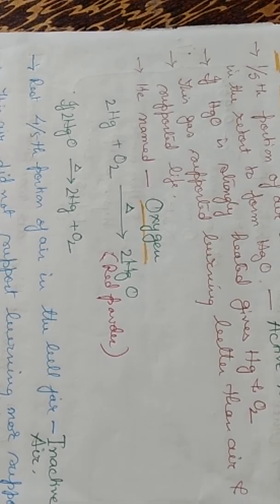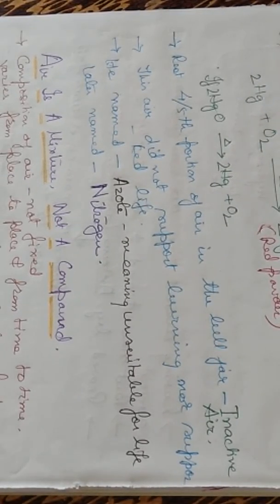Now this gas supported burning, better than the air, and it supported life. And now he named this active air as oxygen. Okay. Now the rest, the 4/5 portion of the air in the bell jar, is inactive air. He named it inactive air, and this air did not support burning, nor did it support life. He named this 4/5 of the air which was present in the bell jar as azote, which means unsuitable for life. Later it was named as nitrogen.